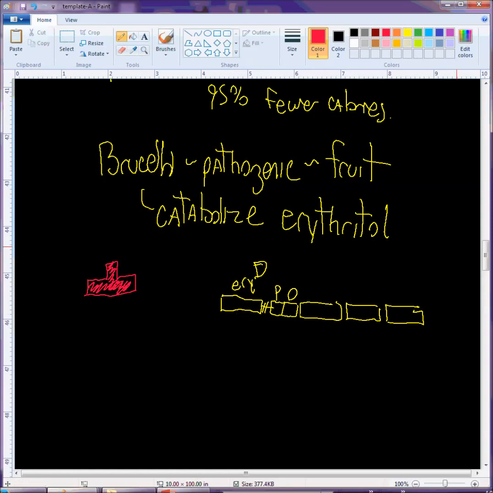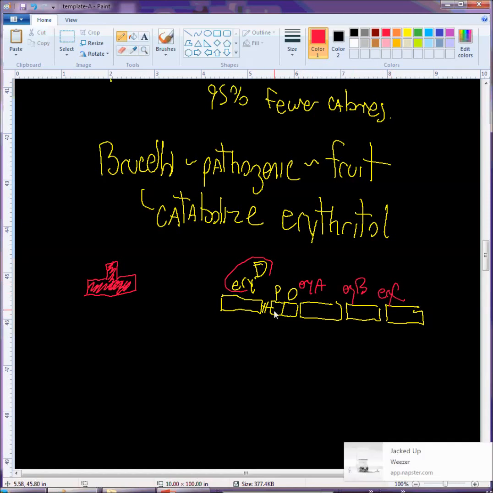Present a simple regulatory model to account for the regulation of erythritol catabolism in Brucella. Does the system appear to be under inducible or repressible control? Okay, so a simple model is we have our 4 genes here. Let's call this gene A, gene B, gene C. This was ERYD, so this can be ERYA, ERYB, ERYC. Can be an operator here with a binding site for the repressor.